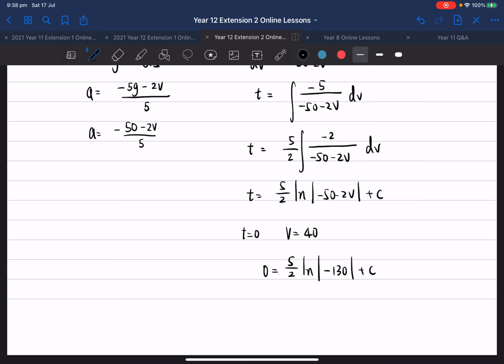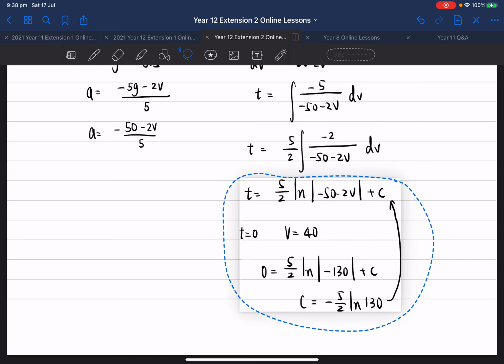All right, so you've got our absolute value here, so we can remove the absolute value. C is equal to minus 5 over 2 ln 130. All right. Hope this is correct. Once this is done, I can substitute the c back into here. And I'm just going to copy this one to the next page.